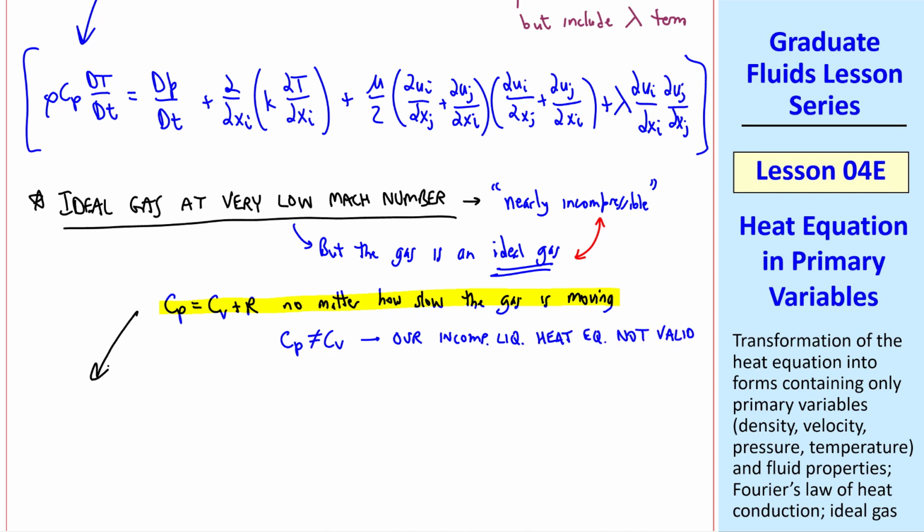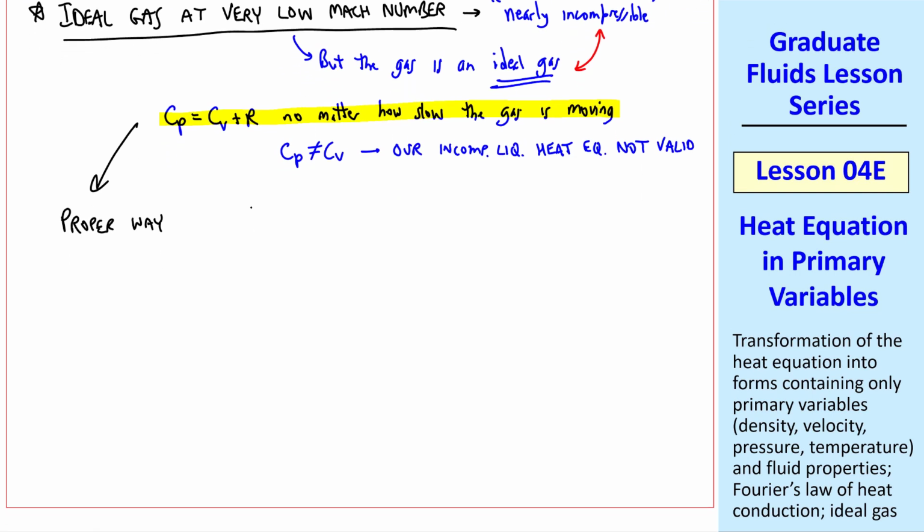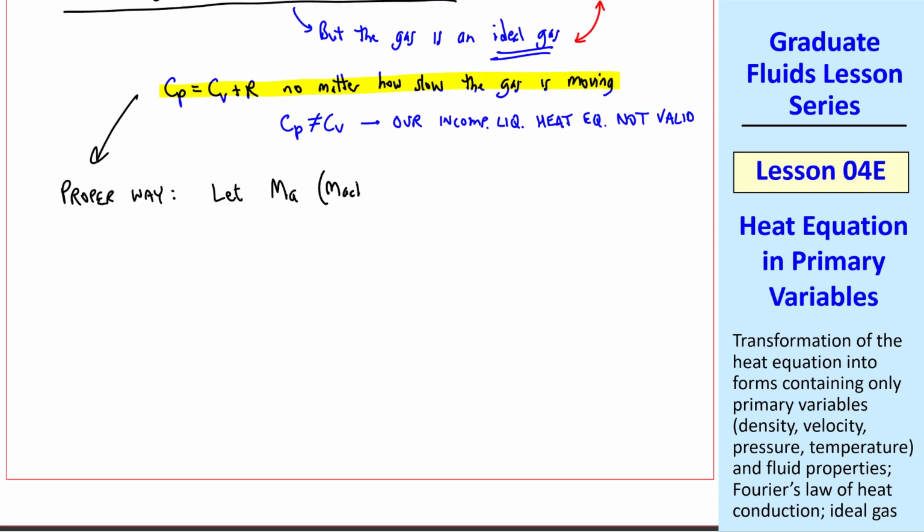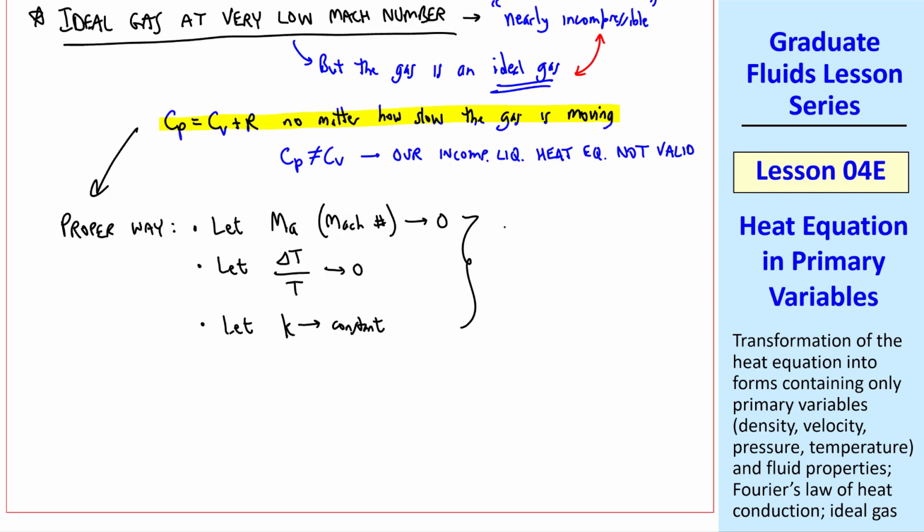So what do we do? The proper way to simplify our equation 3 is to let the Mach number, Ma, go to 0, and let the change in temperature over temperature also go to 0. In other words, very small temperature changes. This leads to k being a constant, since T is approximately constant. We'll call these approximations the incompressible limit or the zero Mach number limit for our ideal gas.